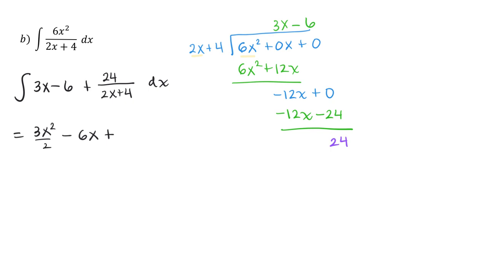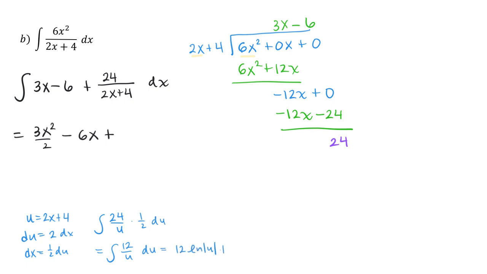Okay, so let u equal 2x plus 4. So du is going to be 2 dx, which means dx is 1/2 du. So let's plug that back in. So I'm going to find the integral of 24 over u times 1/2 du, which means I'm doing the integral of 12 over u du, which is going to be 12 ln of the absolute value of u plus c.